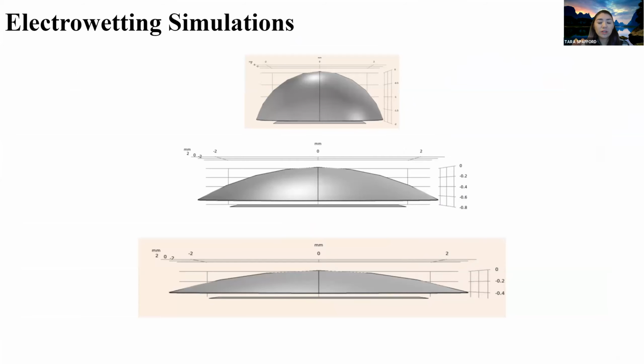So when we wanted to simulate this water droplet, we had to make various different shapes to figure out which one was going to work better. That's why we slowly got flatter on this.